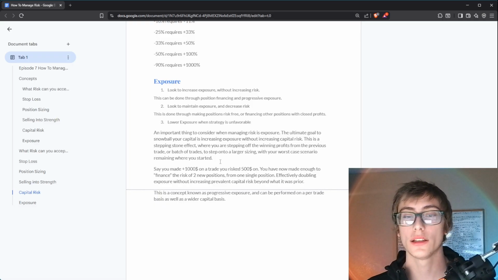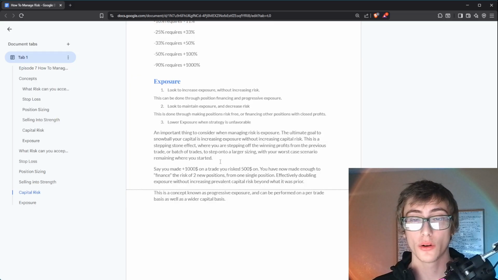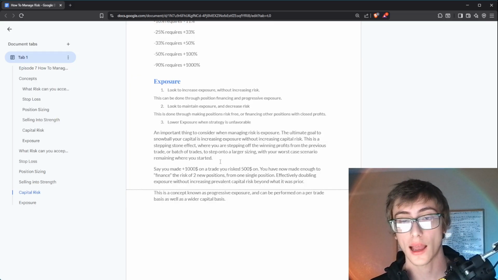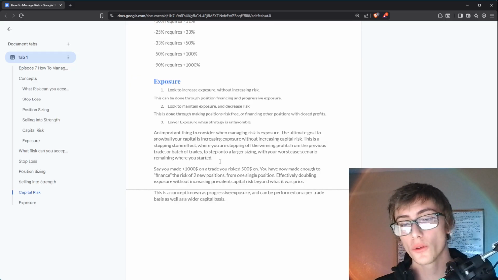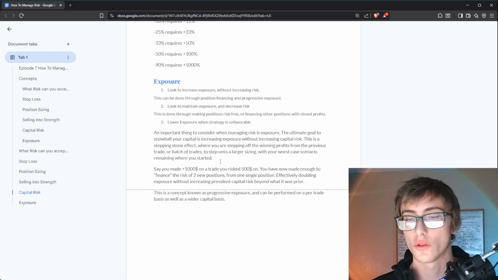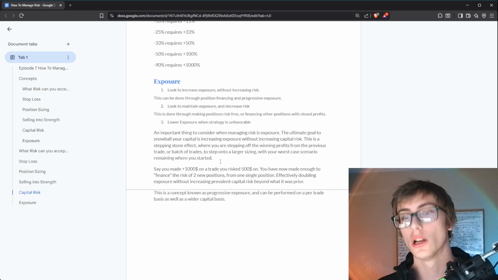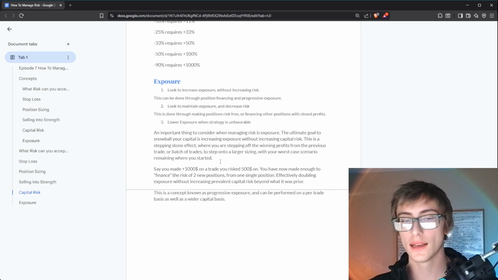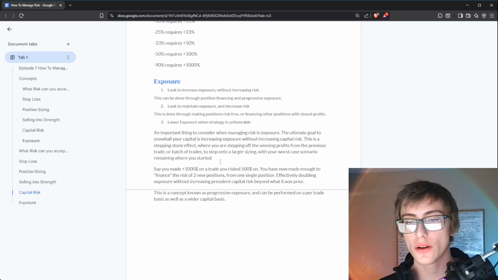And point number three, you need to lower exposure when your strategy is unfavorable. So not just trading size, but also your overall capital exposure. So an important thing to consider when managing risk is exposure. The ultimate goal to snowball your capital is increasing exposure without increasing capital risk. This is a stepping stone effect where you are stepping off the winning profits from the previous trade or batch of trades to step onto a larger sizing with your worst case scenario remaining where you started.